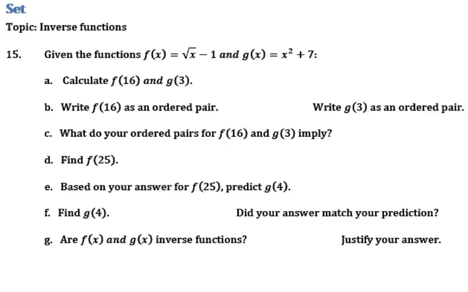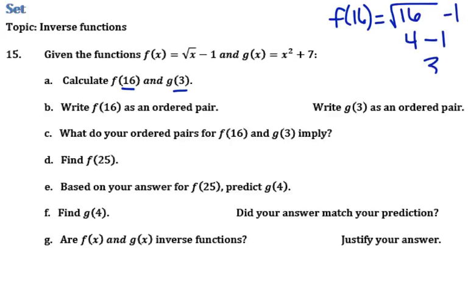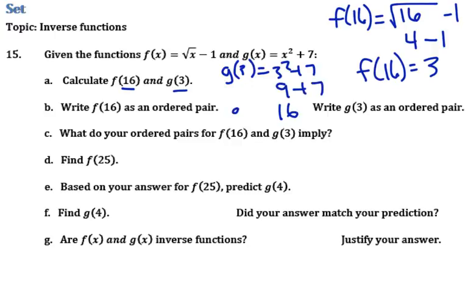Alright, let's take a look at 15. Now 15 gives us some functions, f of x and g of x. It wants us to calculate what their numbers are. So for f of x, we put f of 16 equals the square root of 16 minus 1. The square root of 16 is 4. 4 minus 1 is 3. So f of 16 equals 3. Now g of 3 would be equal to 3 squared plus 7. Well, 3 squared is 9. 9 plus 7 is 16, so g of 3 equals 16.